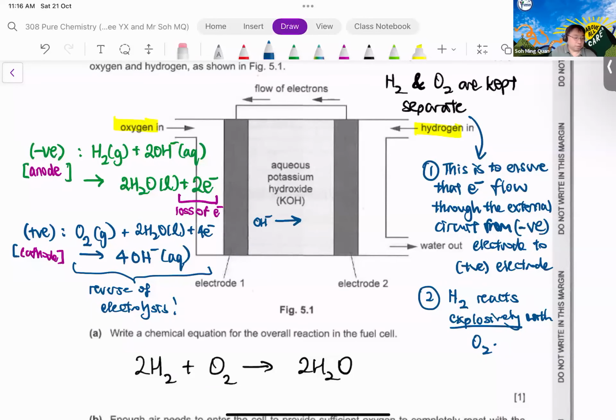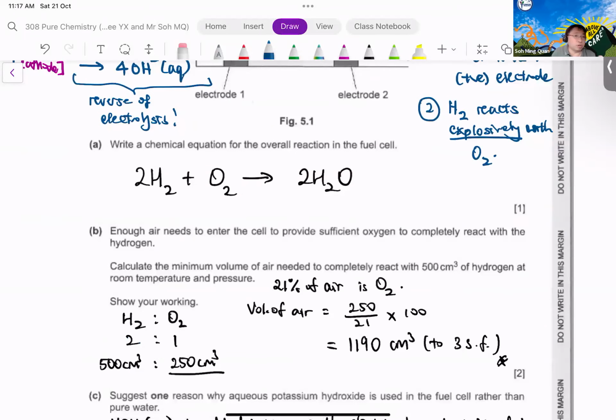Okay, moving on. Now, the next question is not difficult. Most of you knew that it was 250 cm³ of oxygen. However, the question is not about oxygen. The question wants you to calculate the minimum volume of air. Air is not all oxygen. Only 21% of air is oxygen. Therefore, if you need 250 cm³ of oxygen, how many cm³ of air will that be? We take 250 divided by 21 times 100. That will give you the total volume of air that you need, which is 1190 cm³ to 3 SF.